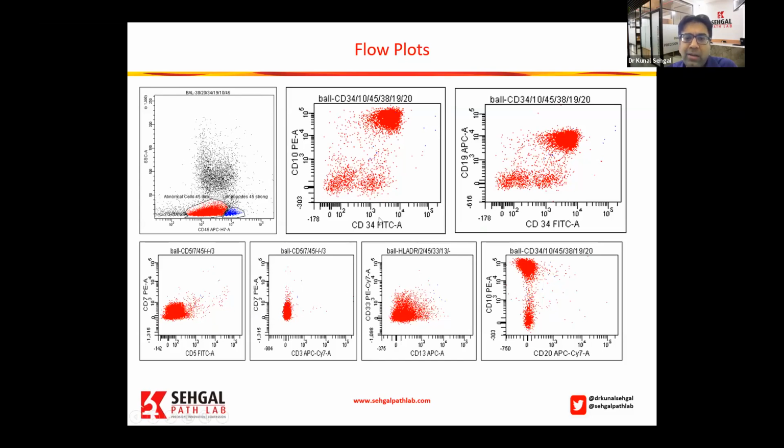These were expressing CD10, CD34, CD19. They were negative for CD20. The myeloid markers like CD13, CD33 were absent. T markers like CD3, CD7, CD5, CD57 were absent.